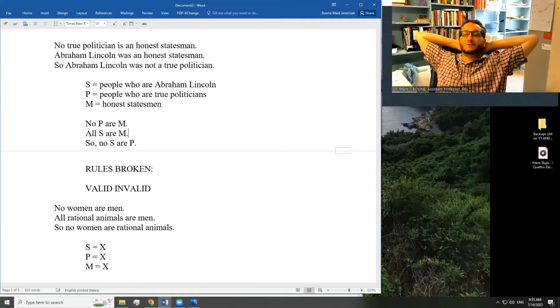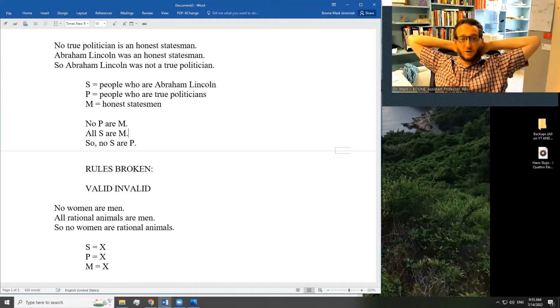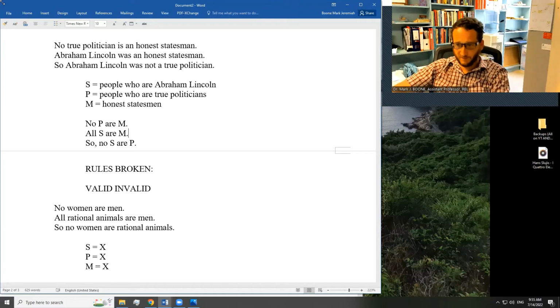Abraham Lincoln was not a statesman, so Abraham Lincoln was not a true politician, is correctly symbolized as follows, where S is people who are Abraham Lincoln, P is people who are true politicians, and M are honest statesmen. No PRM, no people who are true politicians are honest statesmen. All S are M, all people who are Abraham Lincoln are honest statesmen. So no S or P, no people who are Abraham Lincoln are true politicians.